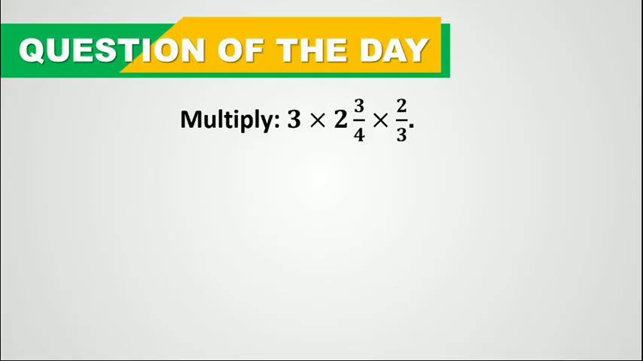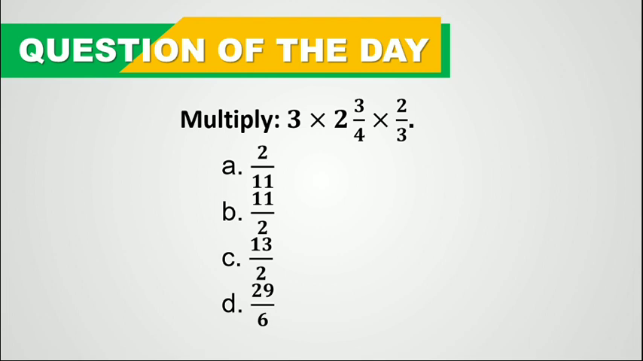What is the product if we multiply 3 by 2 and 3/4 and 2/3? Is it letter A, 2 over 11, or letter B, 11 over 2, or letter C, 13 over 2, or letter D, 29 over 6?